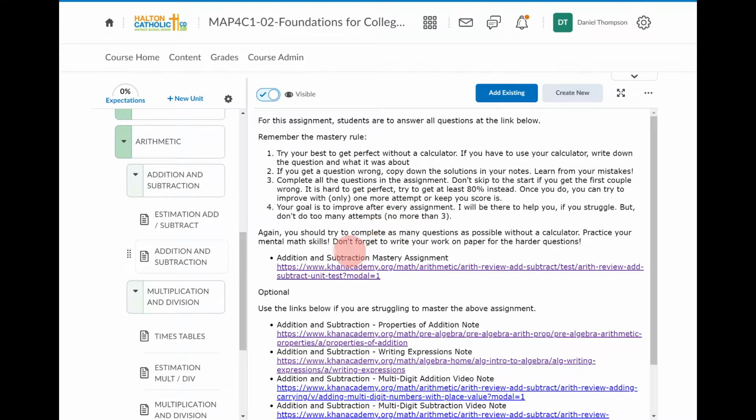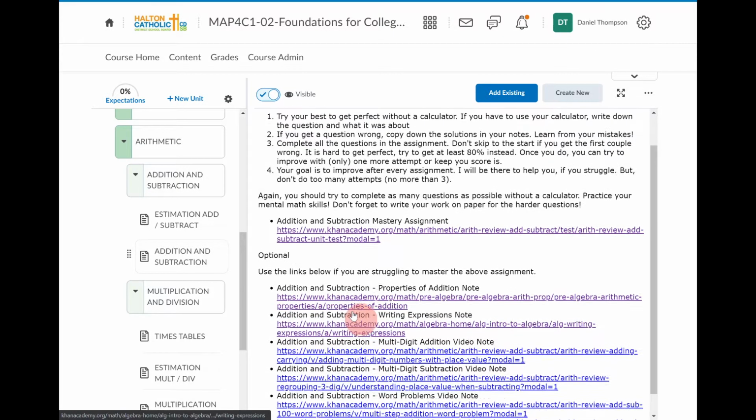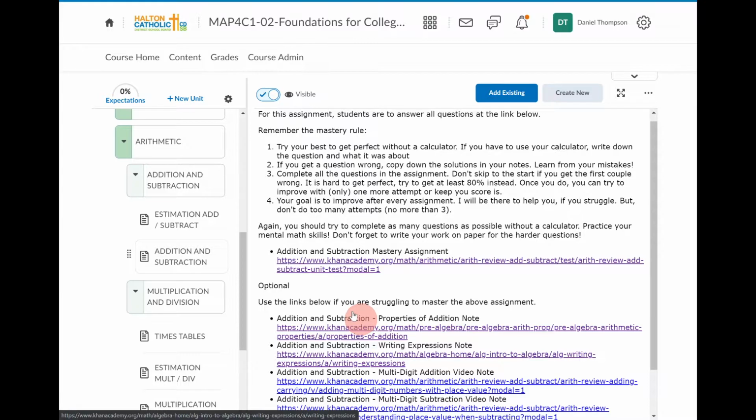Now, when you get to some of these content pages, you will see there are some optional links. You don't actually have to go through these if you don't want to. The reason that they are there is to support you should you be having trouble.